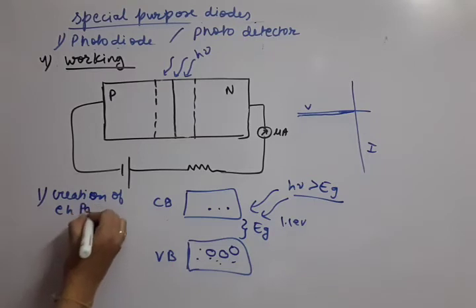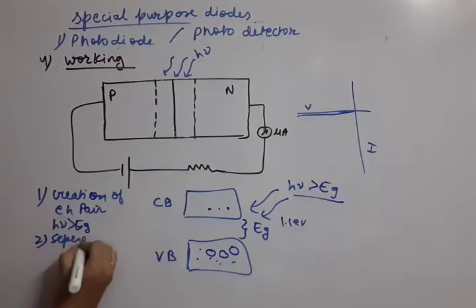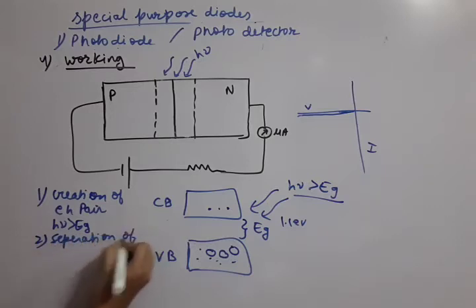Okay, first step is creation of electron hole pair by h nu, which should be greater than Eg. This is the condition. Second step is separation of electrons and holes. How will it take place?